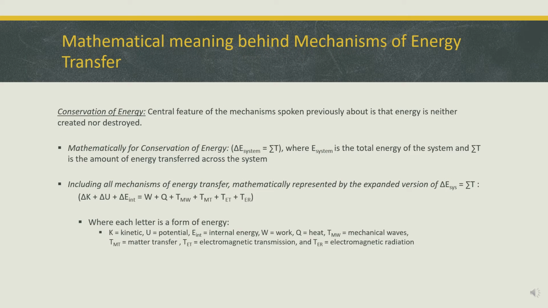All 6 of these mechanisms share a central feature in which energy is neither created nor destroyed, aka a conservation of energy. Conservation of energy can be shown mathematically through the change of energy of the system, E, is equal to the sum of the amount of energy transferred across the system, T. When including all of the mechanisms of energy, the formula is now expanded to change in kinetic energy, potential energy, and internal energy equal to work, heat, mechanical waves, matter transfer, electrical transmission, and electromagnetic radiation.